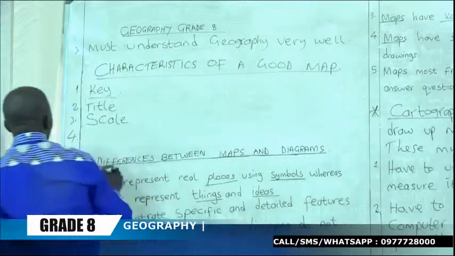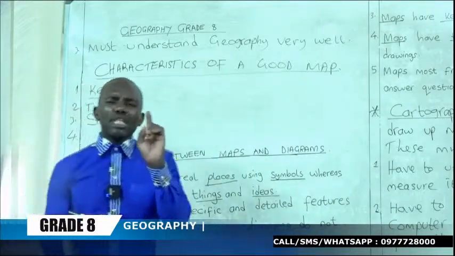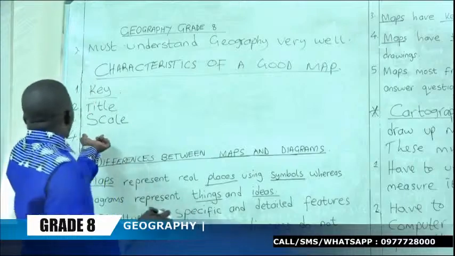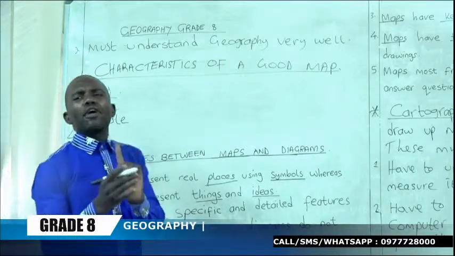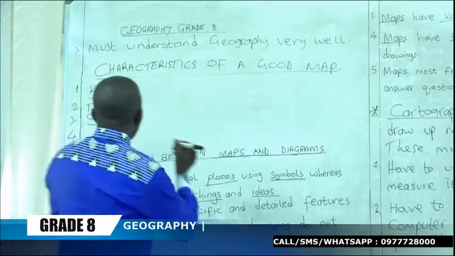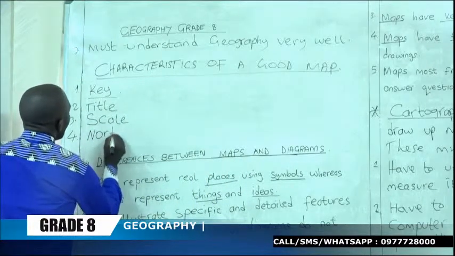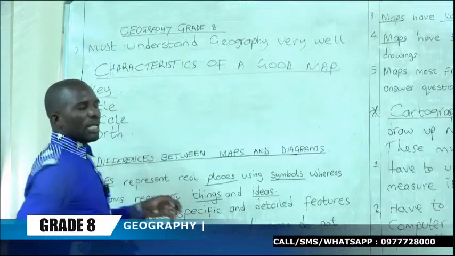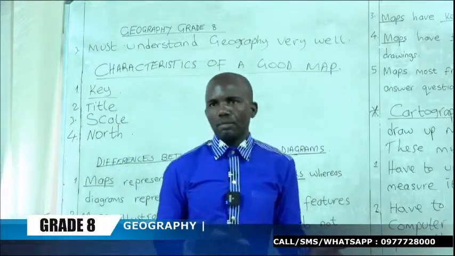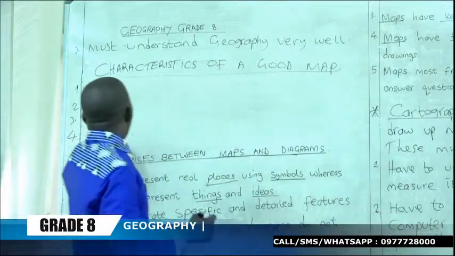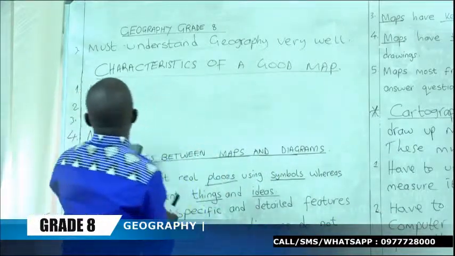Now, some people can still say, what is he trying to talk about? There is another important part where the map should not forget to have this thing which I'm going to mention to you. It should have the north. This north will point at different directions where certain things are to be found. It has a north arrow.